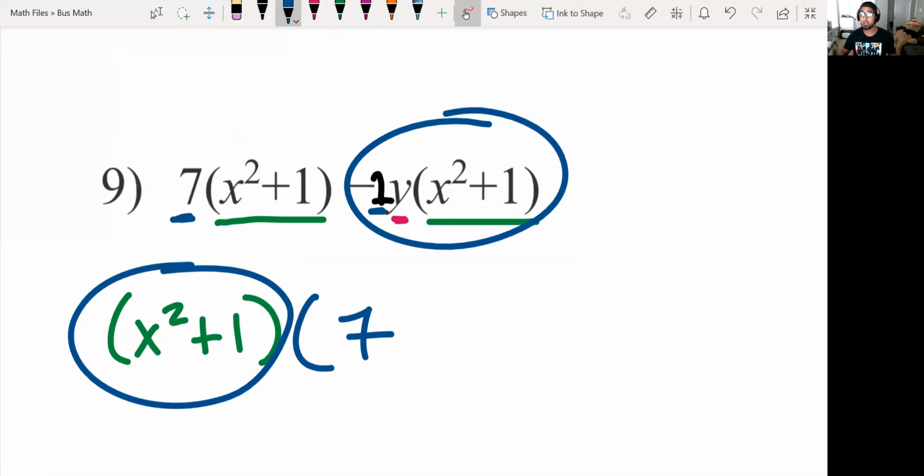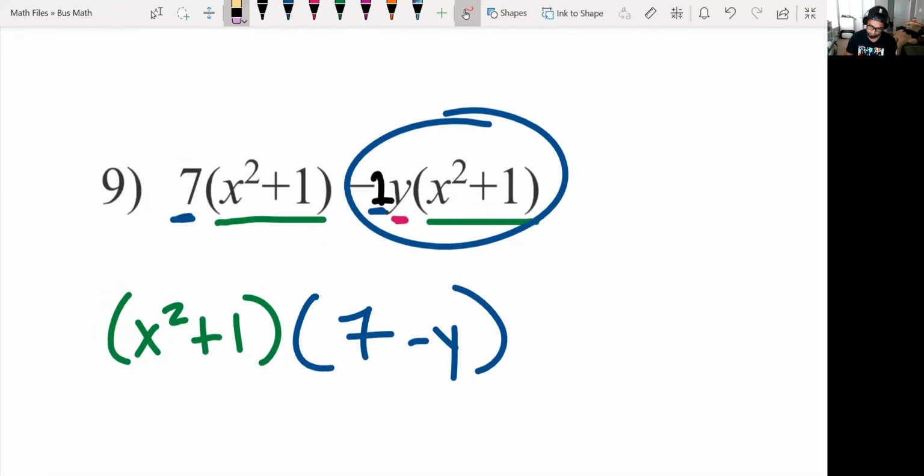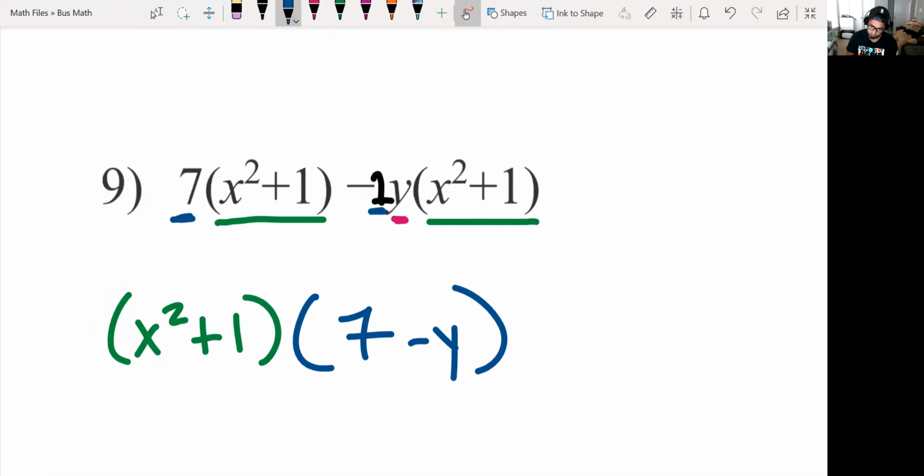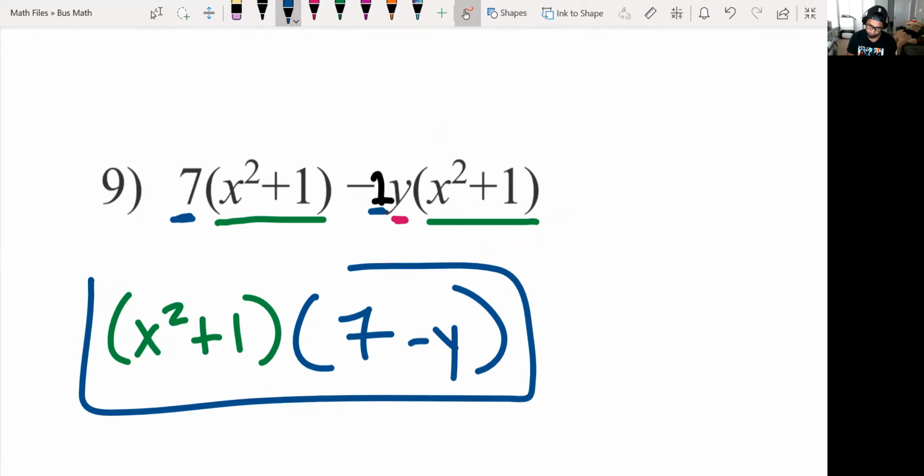And then, what is x squared plus 1 from negative y times x squared plus 1? And once again, your x squared plus 1s will cancel, leaving you with just negative 1y, or negative y. And that's it. That is greatest common factors.